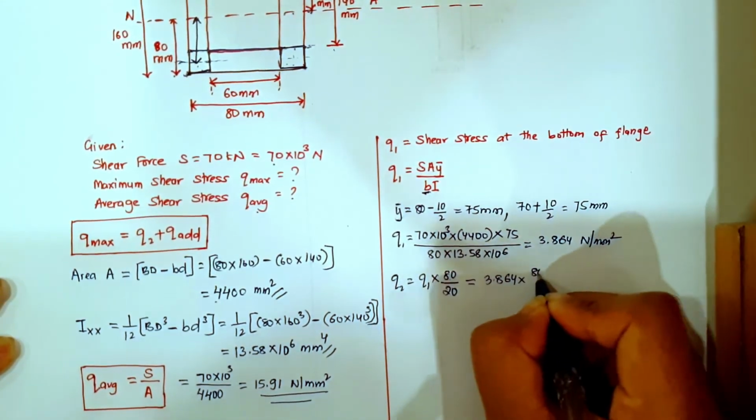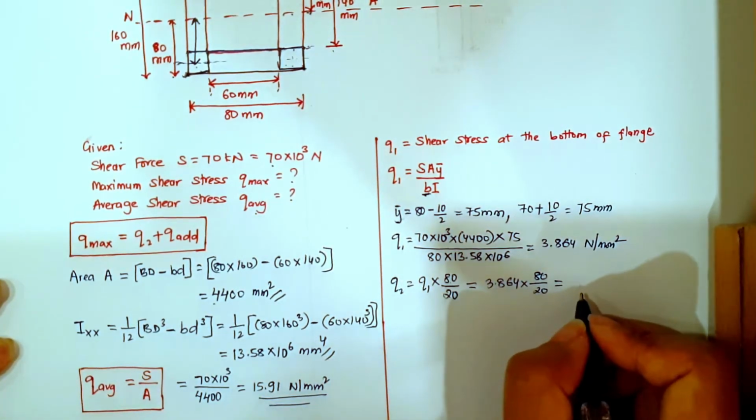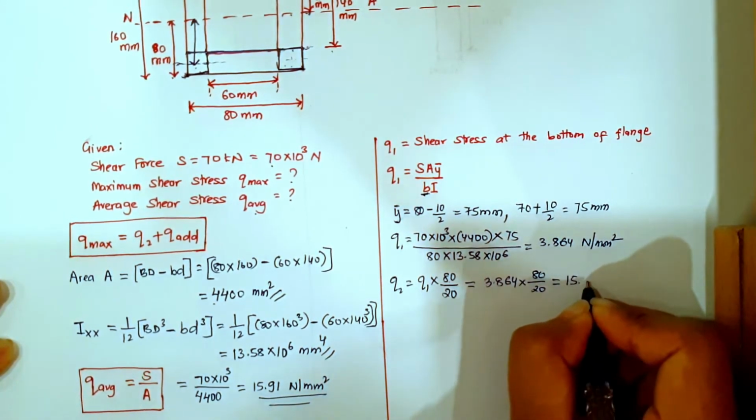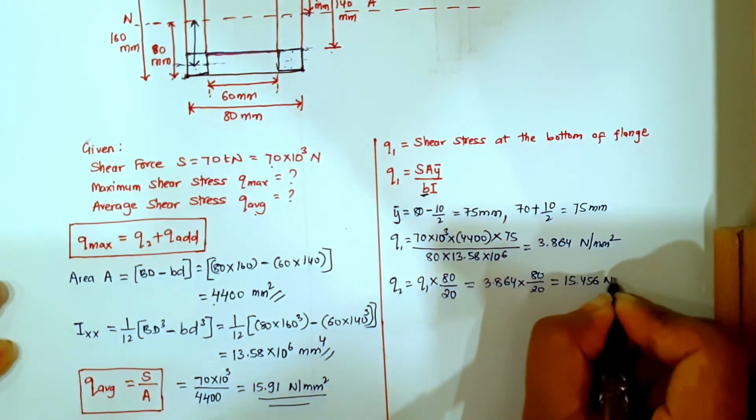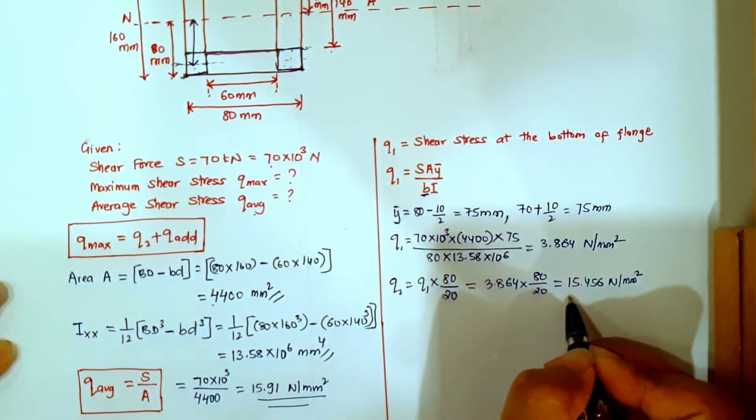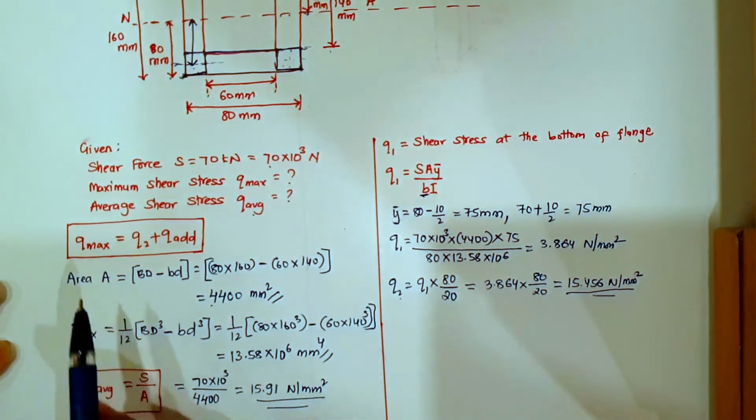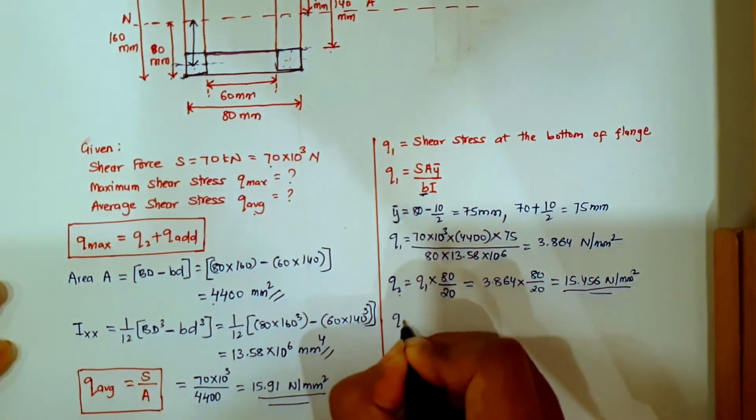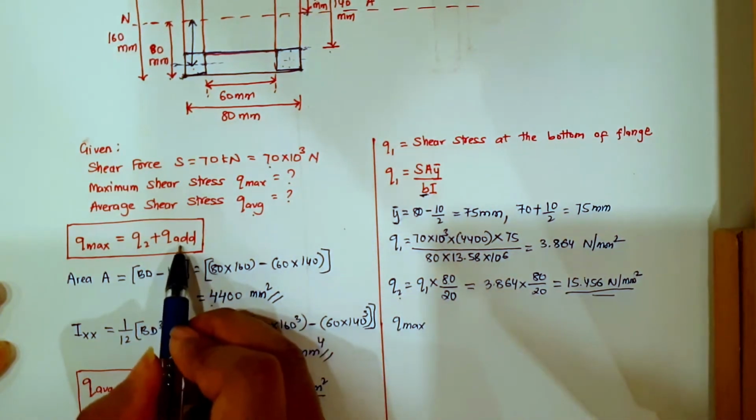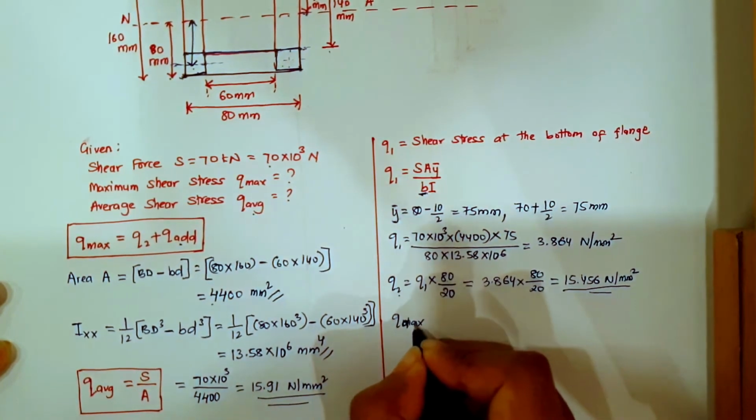3.864 into 80 divided by 20. So from here Q2 you will get equal to 15.456 Newton per mm square. So this is Q2. Okay, now we found Q2. Now we can easily find Q max, right? So Q max, oh, not yet, we cannot find. We need to find Q additional first. So let us find Q additional.